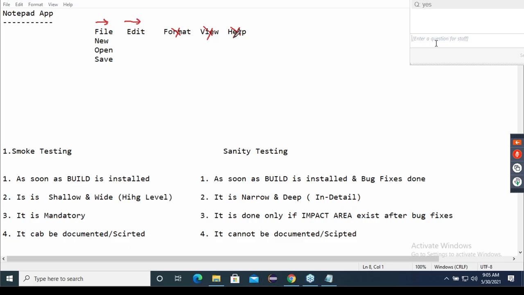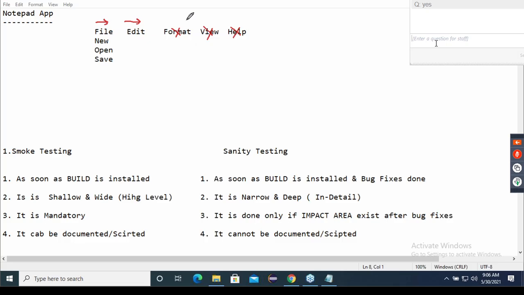File and edit only. Many people have given the correct answers. Format, view, and help are not at all dependent. Even if there is a blocker bug in format, in view, or in help, it will not affect my testing. Yes or no?